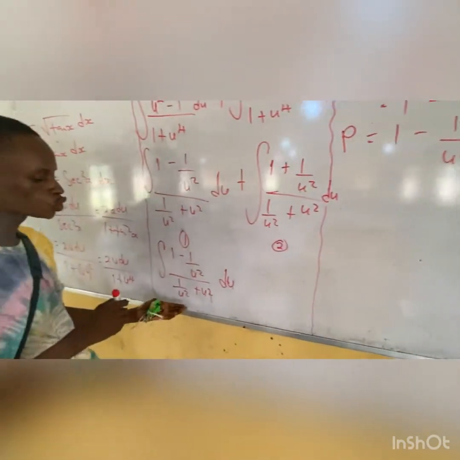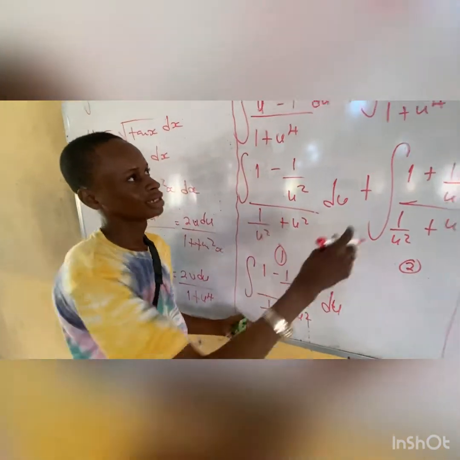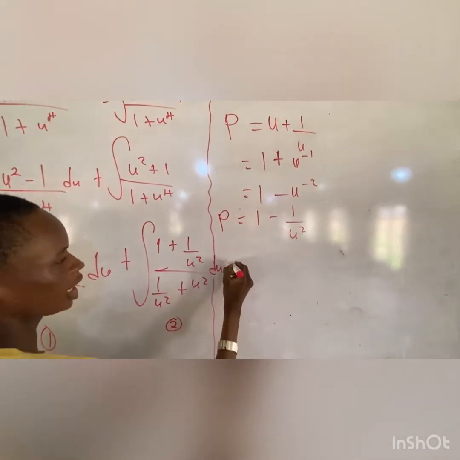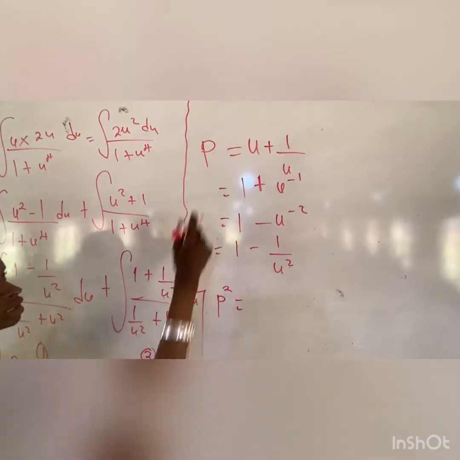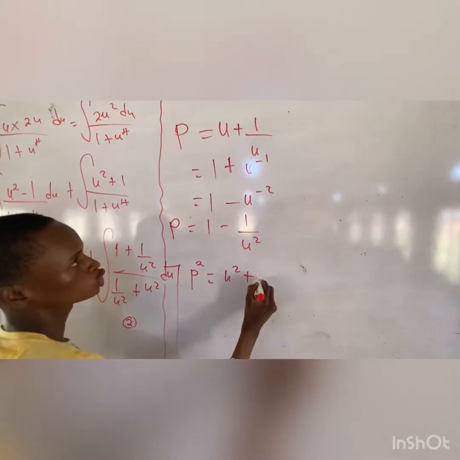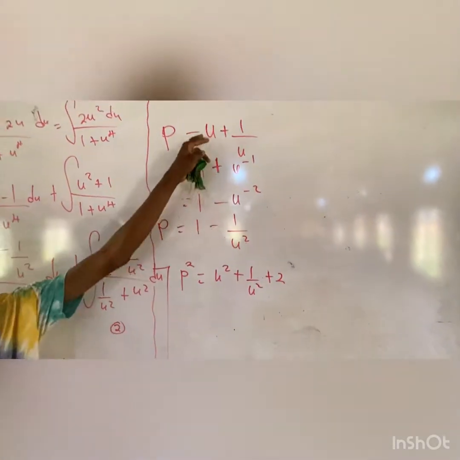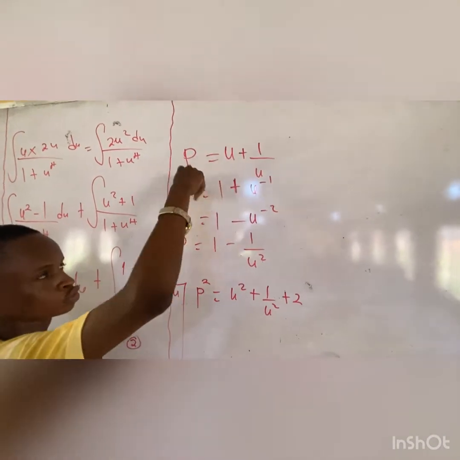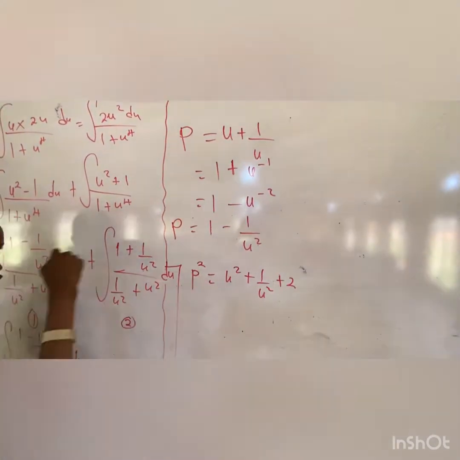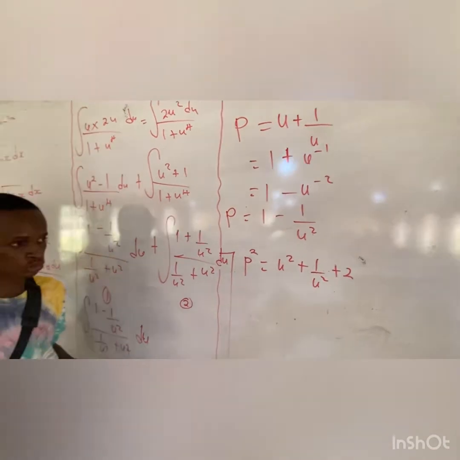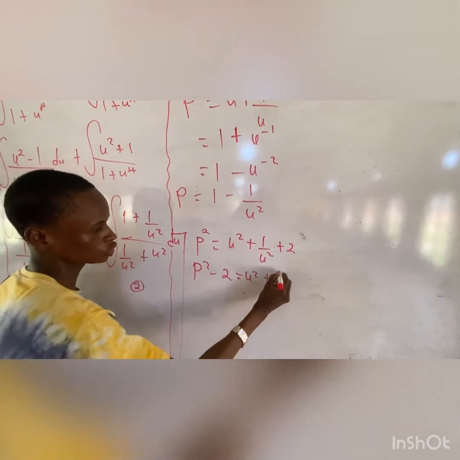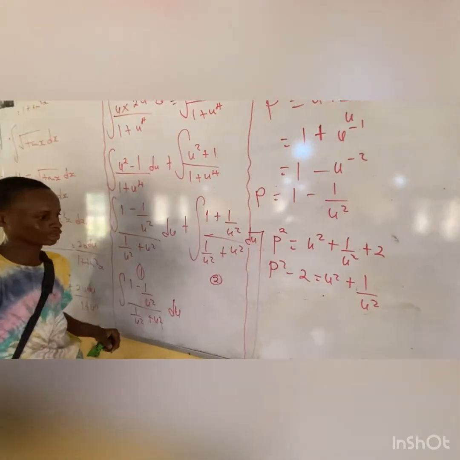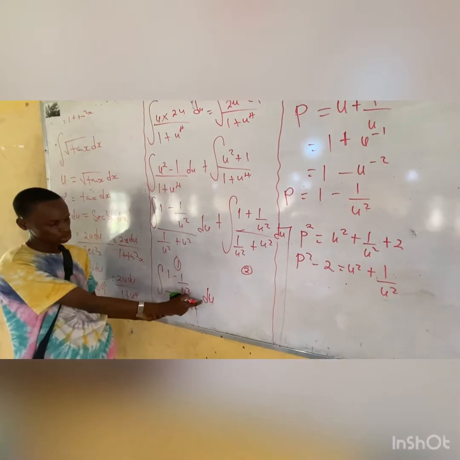Now let's square P. You understand? So squaring P now, we have P squared is equal to, don't forget this is our u, u squared plus 1 over u squared plus 2. If you square this, that is u squared plus 2u, so the u will cancel to remain positive 2, and 1 over u squared. Now bringing this back to this place, we have p squared minus 2 is equal to u squared plus 1 over u squared.